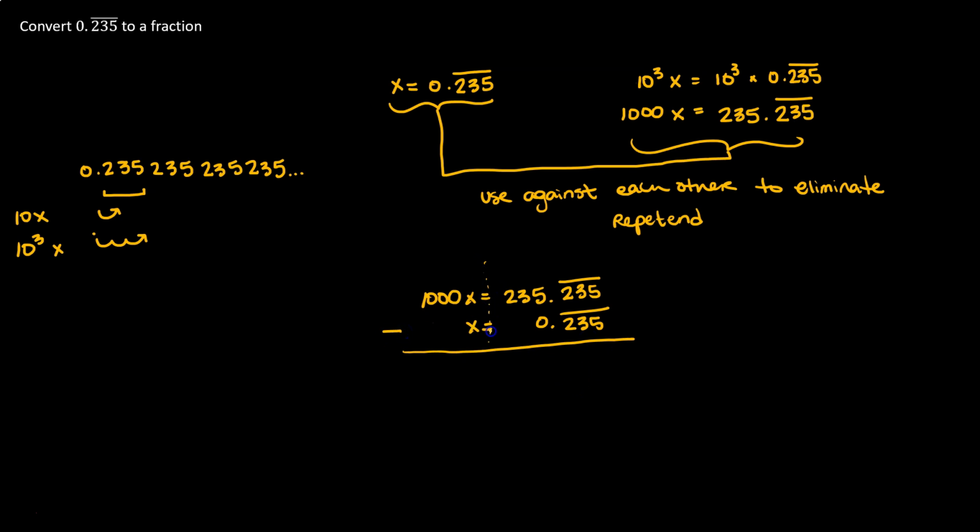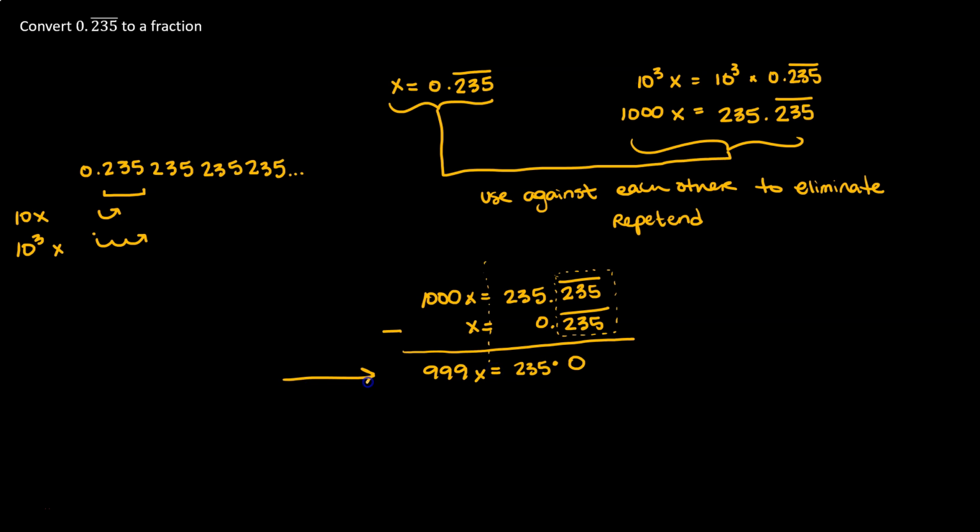Now remember, when we're subtracting equations like this, we subtract the left-hand terms. So 1000x minus 1x would be 999x. And then on the right-hand side, it's the repeating parts that cancel each other out. So 235 repeating minus 235 repeating, that eliminates the repeating part of our decimal. And then the whole number part, 235 minus 0, that's still 235.